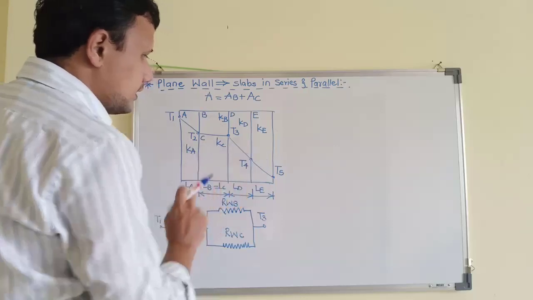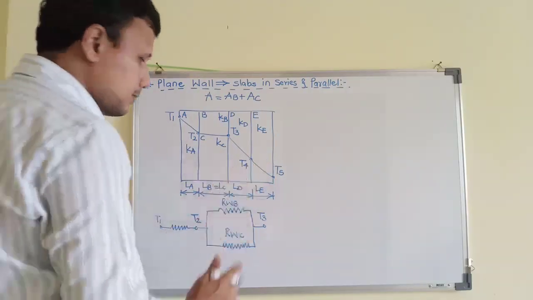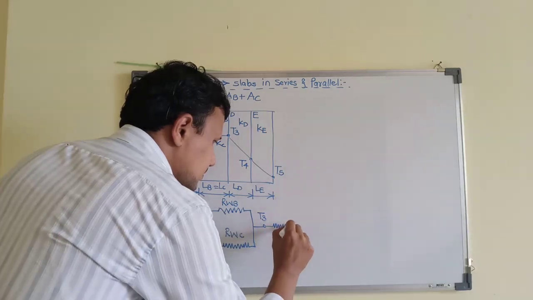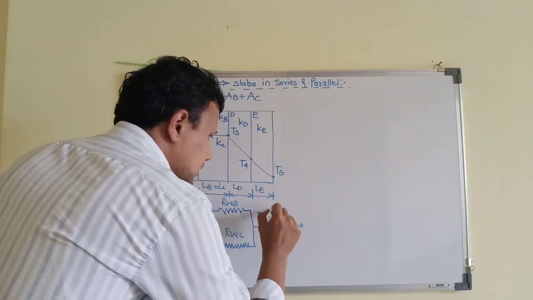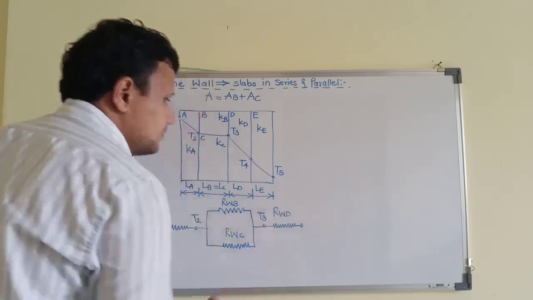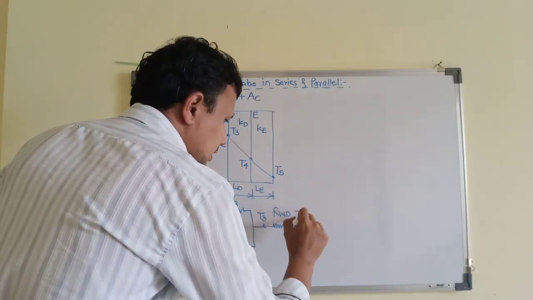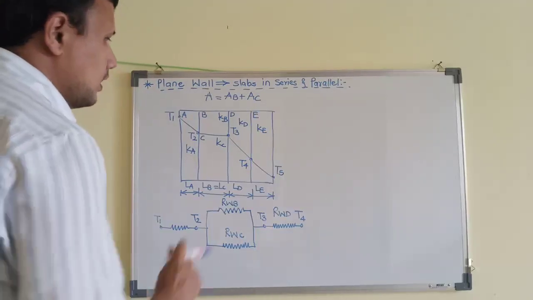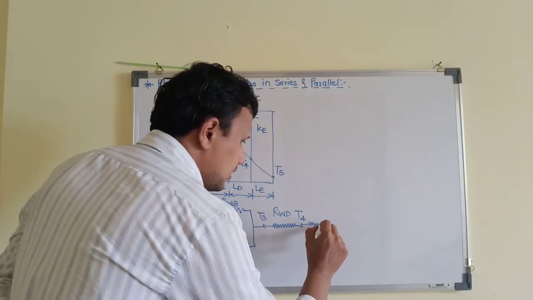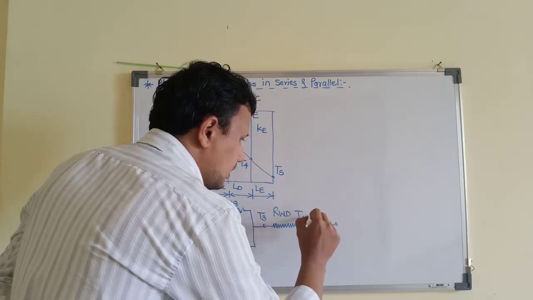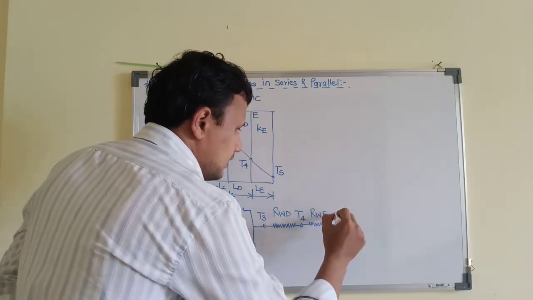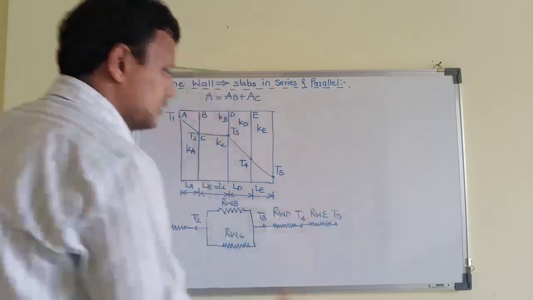Between T3 and T4 there is a single material slab, and it is a conduction resistance. So this will be the resistance of the wall for material D, and it is between T3 and T4. Between T4 and T5, in the same way, there is a single material, so it is simply the resistance of the wall for material E, and this will be between T4 and T5.